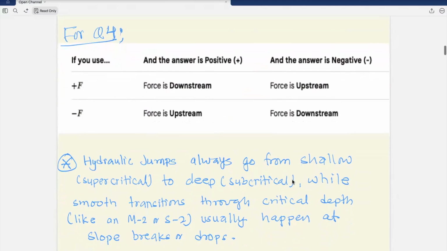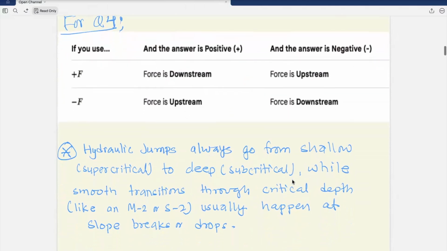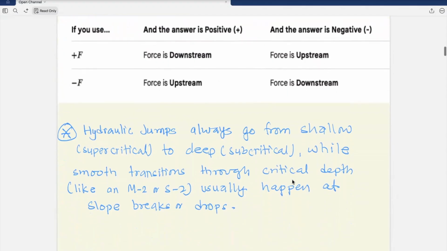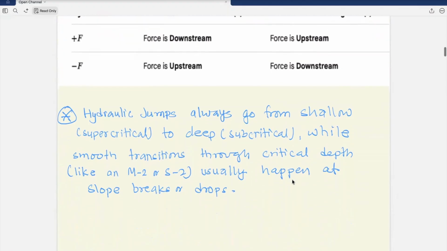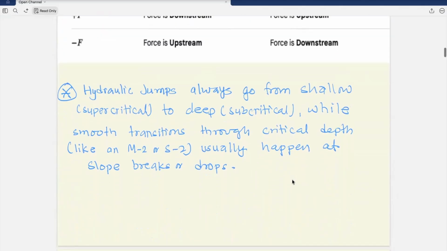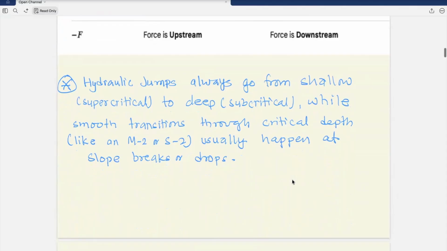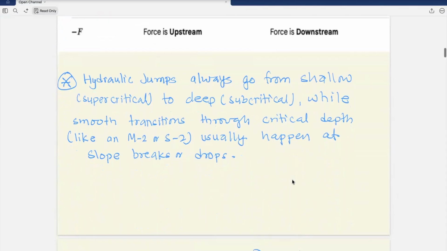Since we are dealing with hydraulic jumps, we also recently conducted the lab about hydraulic jumps. It always goes from shallow, that is supercritical, to deep, subcritical, while a smooth transition through critical depth, like M2 or S2, usually happens at slope breaks or a drop.